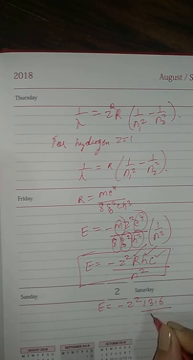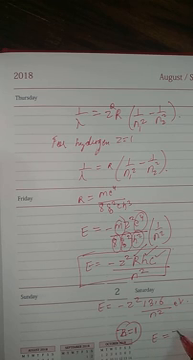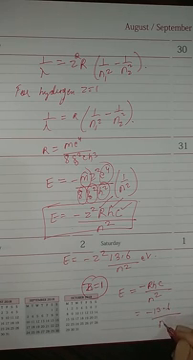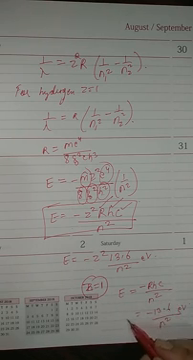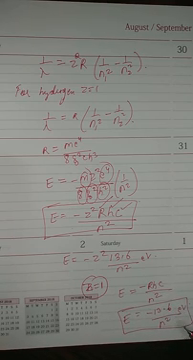13.6 divided by n square electron volt. And for a hydrogen-like atom, where z is equal to 1, E becomes minus Rhc divided by n square, or minus 13.6 by n square electron volt. So this is the energy of an electron of a hydrogen-like atom.